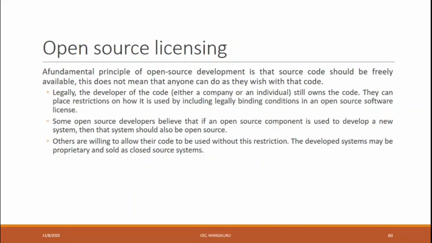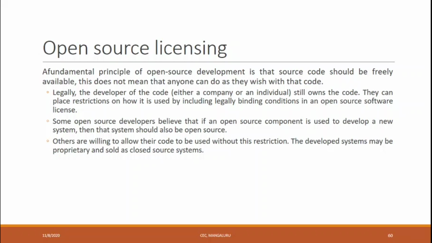Some open source developers believe that if an open source component is used to develop a new system, then that system should also be open source. That's what I said in the last slide: if you are making use of an open source component, then that system should also be open source. So developers think that whenever they make use of an open source component, the software should be open source, available to all others with some license agreements.